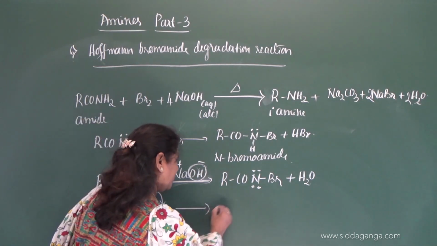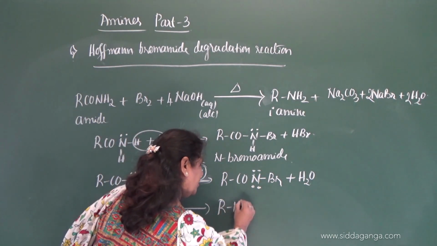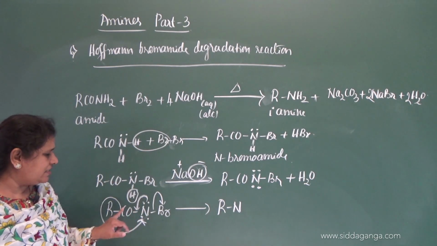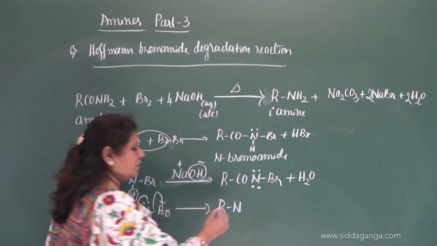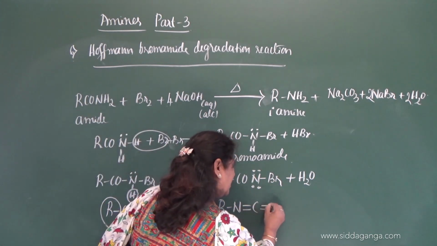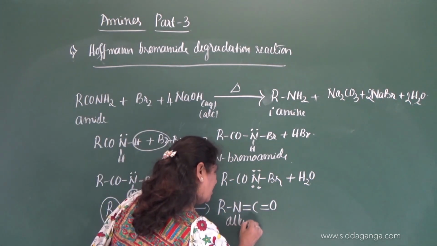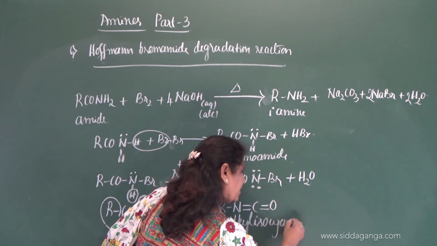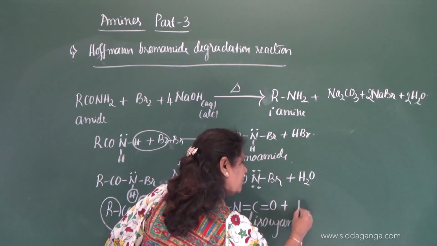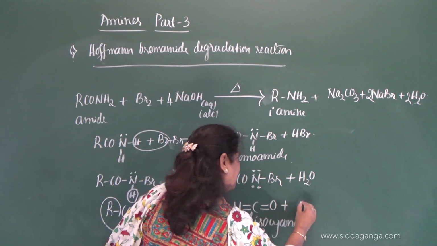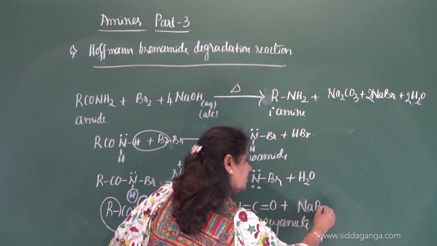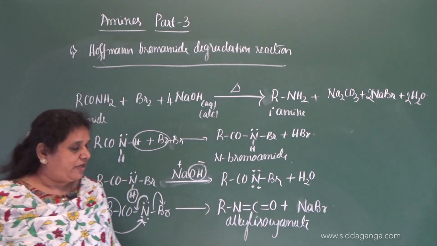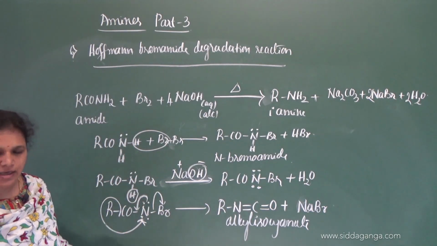Then what compound will you get? R N double bond C double bond O, and this is called alkyl isocyanate, with the formation of NaBr. Alkyl isocyanate you will get with the formation of NaBr.